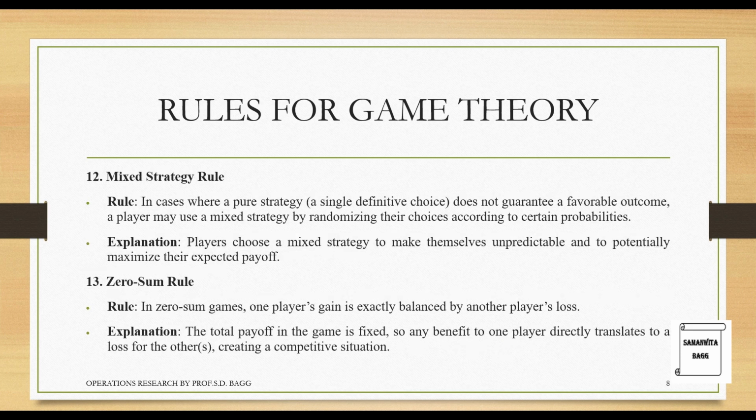The next is mixed strategy rule. In cases where a pure strategy, a single definitive choice, does not guarantee a favorable outcome, a player may use a mixed strategy by randomizing their choices according to certain probabilities. Players choose a mixed strategy to make themselves unpredictable and to potentially maximize their expected payoff.